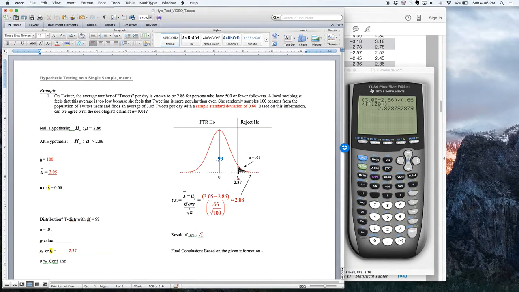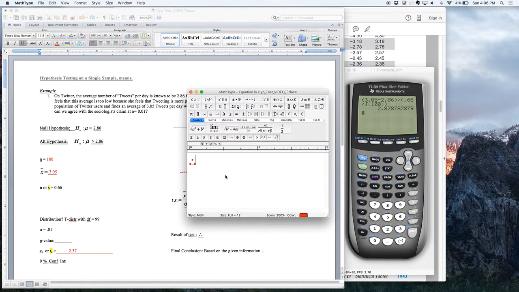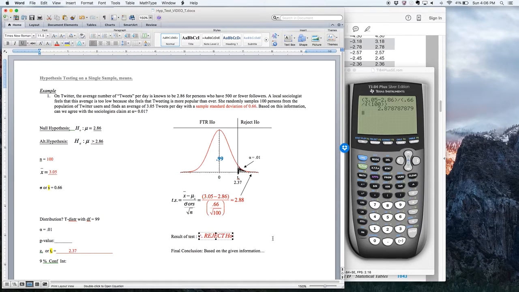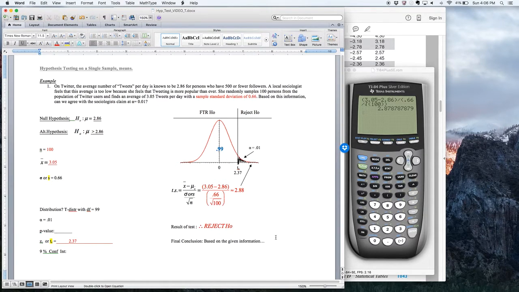All right, so since the testing statistic lands in the critical region, we are going to reject the null hypothesis. So right over here, I'll write reject H0. All right, so now what? So now we have to come up with our conclusion.